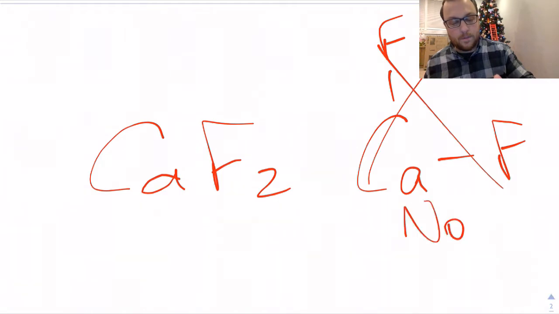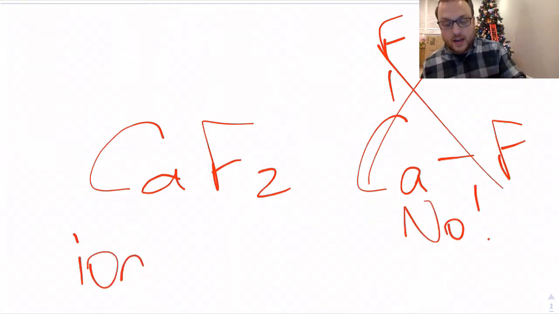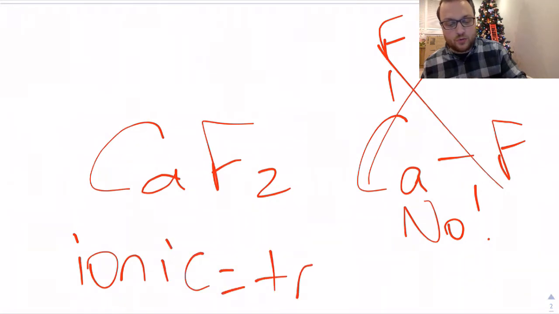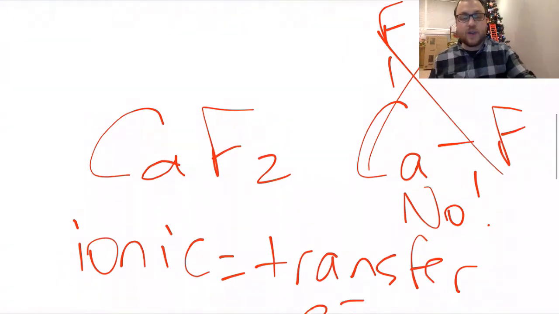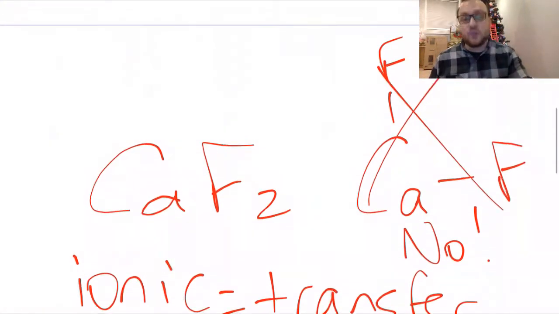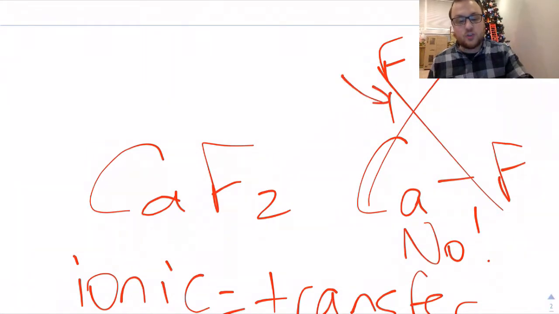No. Because this is an ionic compound. In an ionic compound, you transfer electrons. Okay? You're transferring electrons here. So you can't draw a bond. This means you're sharing electrons. And that's just not happening.